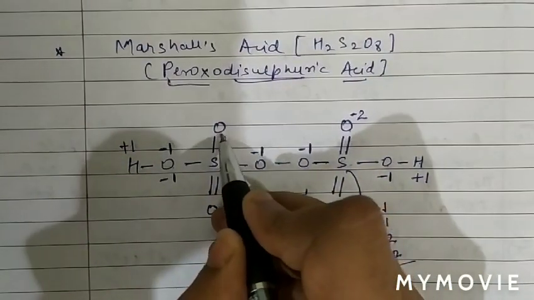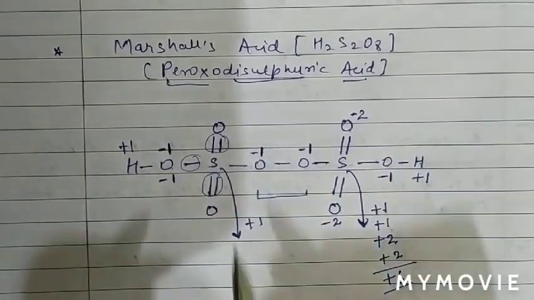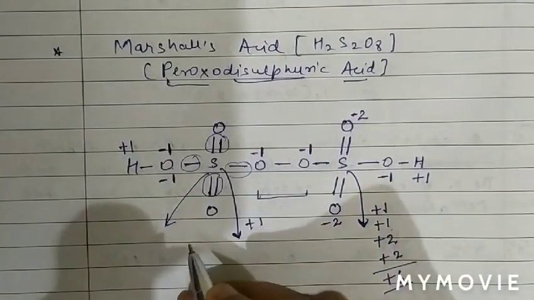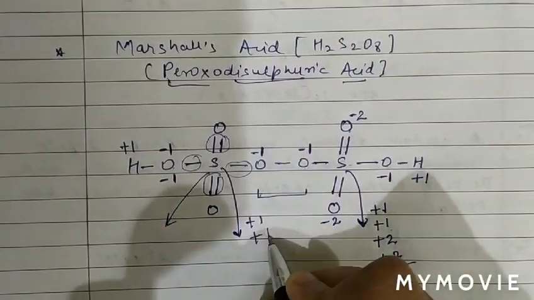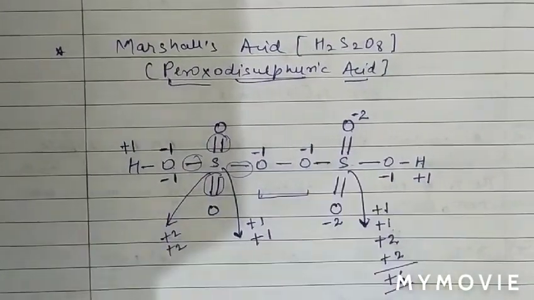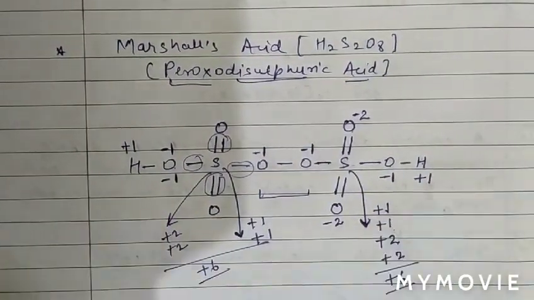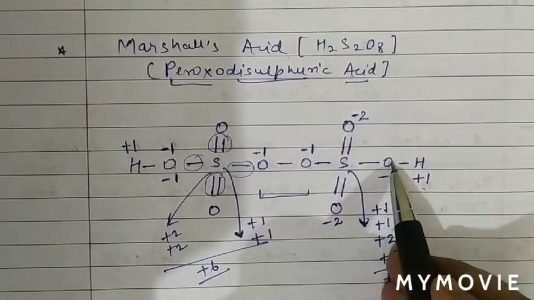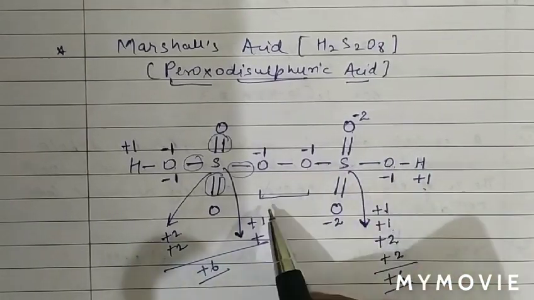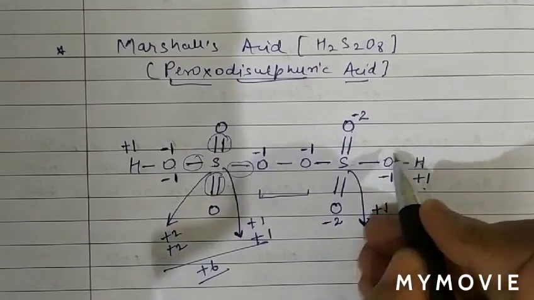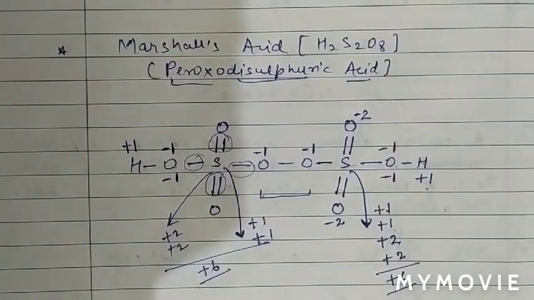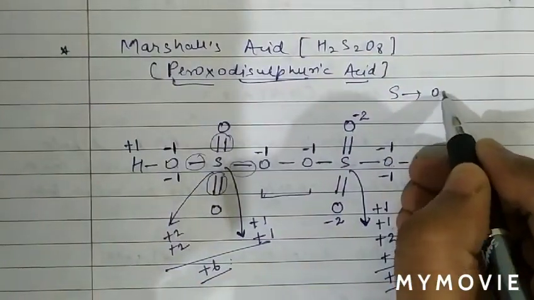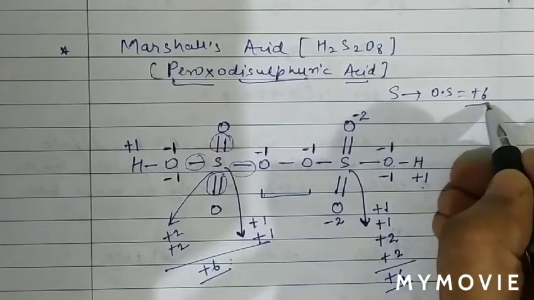Now we can see, due to these two double bonds and these two single bonds, basically six covalent bonds, and oxygen is more electronegative. So the charge on sulfur is +1 from each single bond, and +2 and +2 from the double bonds. So basically the charge on sulfur is +6. There is also an oxygen-hydrogen bond, hydrogen +1, oxygen more electronegative, -1. Now for the sulfur-oxygen bond, oxygen is more electronegative, therefore due to this bond oxygen will also get -1. So we can see that the oxidation state of sulfur is +6 in Marshall acid.